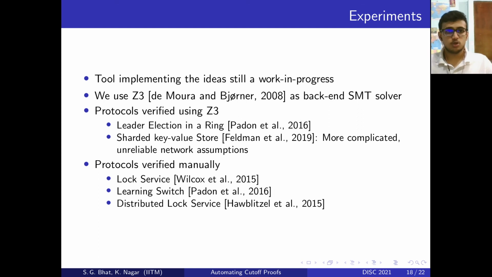The key value store protocol here is significantly more complicated than the leader election protocol, as it assumes an unreliable network and it handles message losses, deals with retransmissions, and also has complicated sequence number logic. Despite these complexities, our technique is able to establish a small cutoff via a simulation proof. Besides these protocols, we have also verified the log service protocol, learning switch, and a distributed log service protocol manually.